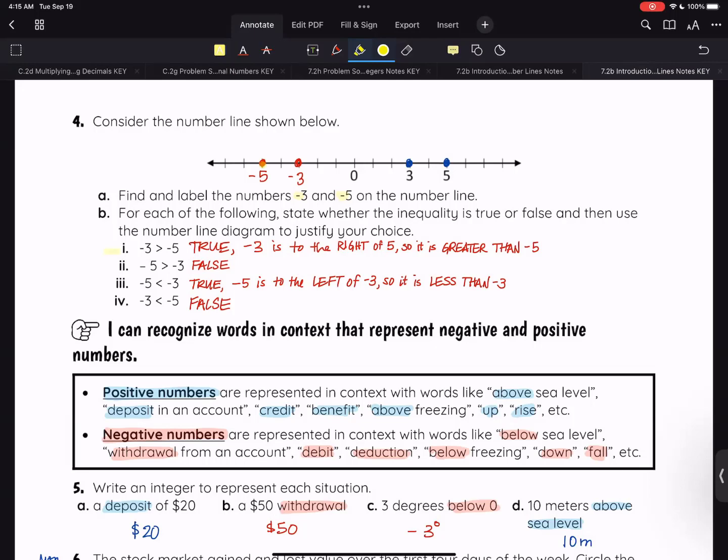This first one right here says negative 3 is larger than negative 5. So that one is true because negative 3 is to the right. This one cannot be true, the second one, because negative 5 is not bigger than negative 3. It is smaller because it's further to the left. The third one tells me that negative 5 is less than 3. So that one is true because it's to the left. And the last one is false for the same reason.